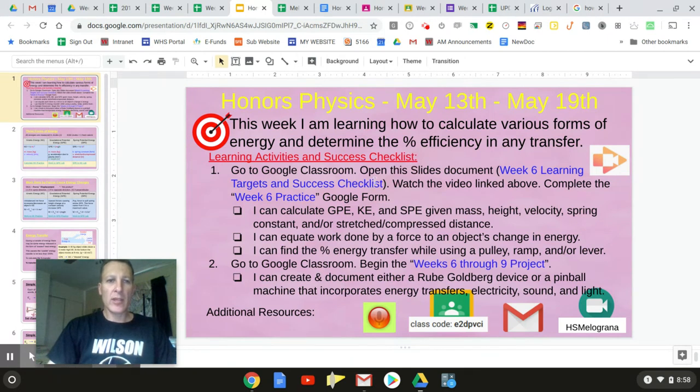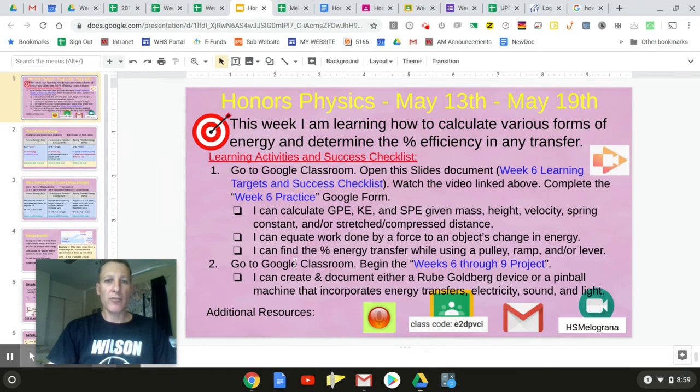All right, this week you will be going through these learning targets and success checklists within these notes. You'll also be completing your week 6 practice Google form as usual. By doing those two things, you should be able to calculate GPE, KE, and SPE given a whole host of variable inputs, including mass, height, velocity, spring constant, and or stretched or compressed distance. You'll also be able to equate work done by a force to an object's change in energy, and we will specifically focus on GPE, KE, and SPE.